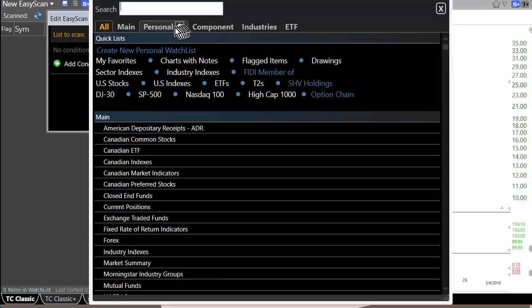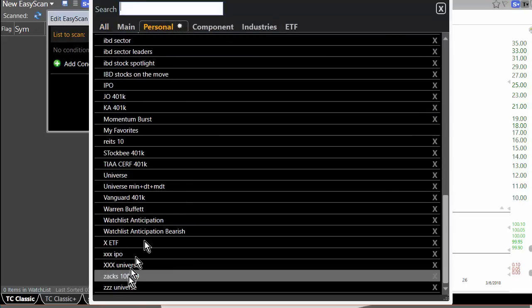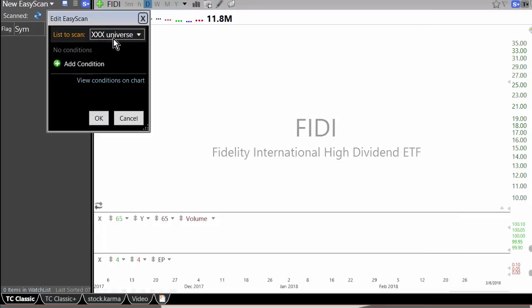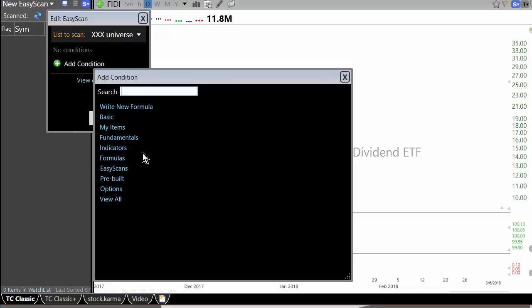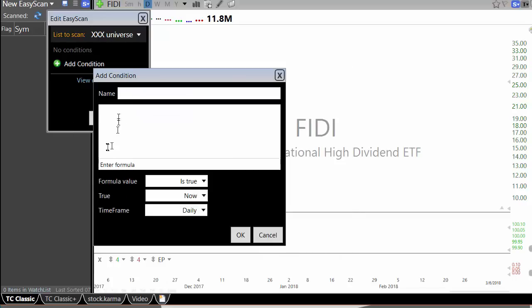Okay, so you change this to the list which we have created, which is the universe. So your list is now set to universe. Now the first condition which we are going to put is liquidity. You can call this XXX, whatever you want to call it, liquidity. I already have all these scans, I'm just doing this for showing you people how to do it.